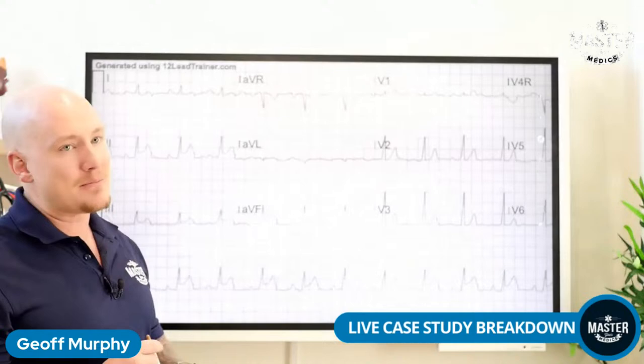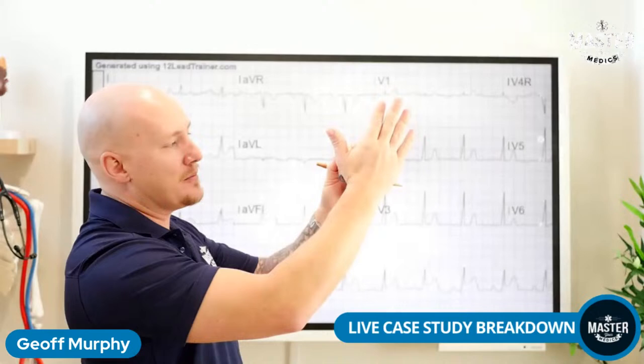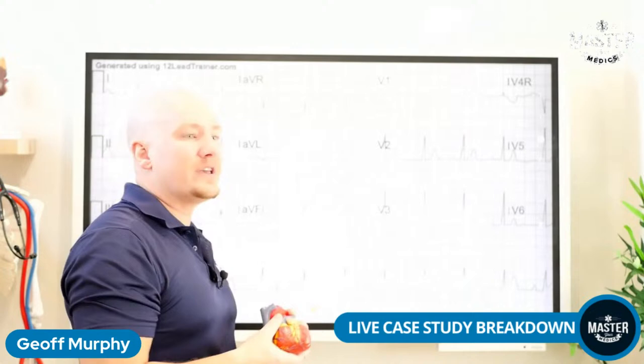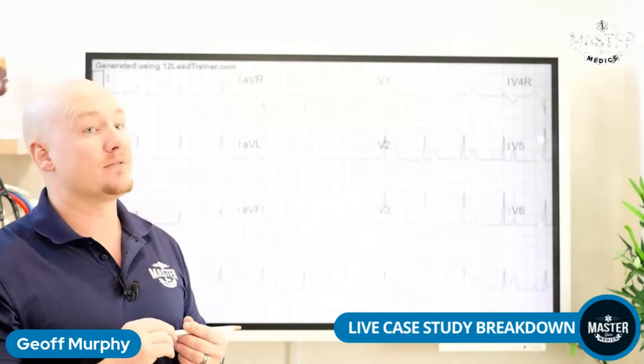Remember that 2, 3 and AVF are looking at the inferior portion of the heart, so they don't get an actual direct view of the right ventricle. They get a bottom, butt-end portion view of the heart. So they're only getting a peripheral view of what's actually going on with that right ventricle. So that's a decent thought, and that's usually where we start. And then we ask, how much right ventricular involvement do we have?